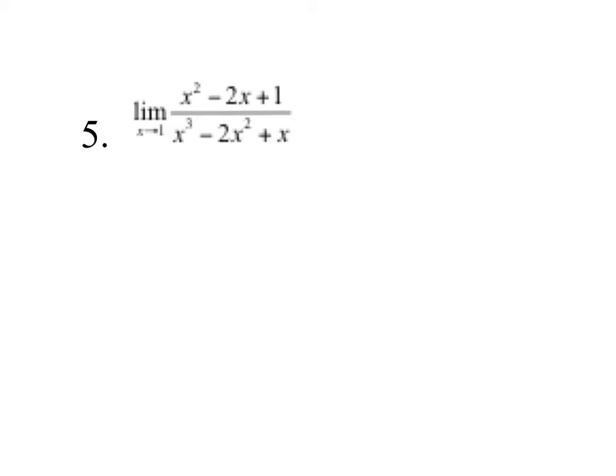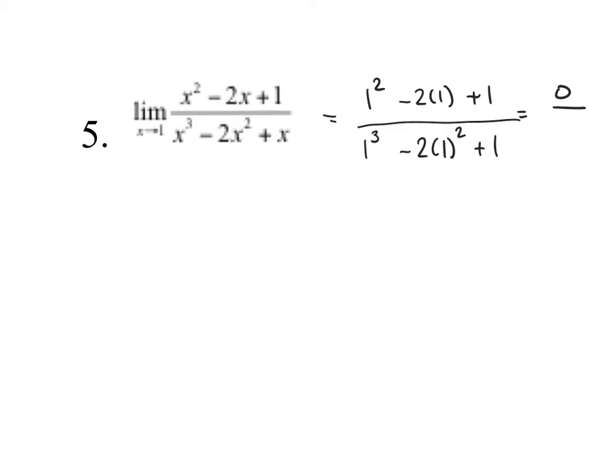All right, let's look at this one. So again, I'm going to plug in 1, see what I get. So I get 1 squared minus 2 times 1 plus 1. Well, I can tell already that's going to be 0. And on the bottom here, I'm going to do the same thing. 1 cubed is 1. Minus 2 times 1 squared plus 1, that's 0 again. So we'll have to factor. Well, the nice thing is, the top is just two numbers that multiply to 1 that add to negative 2, so x minus 1, x minus 1.